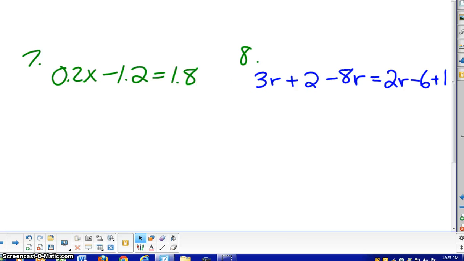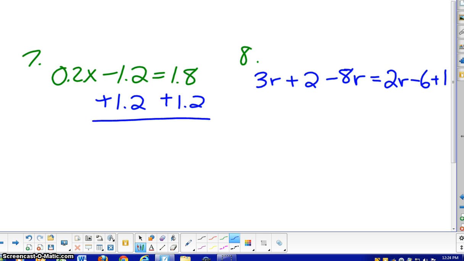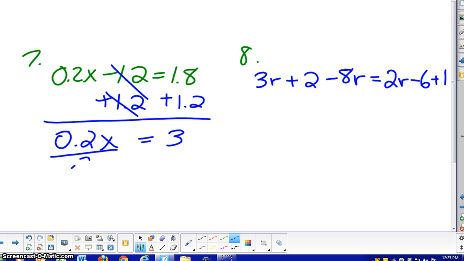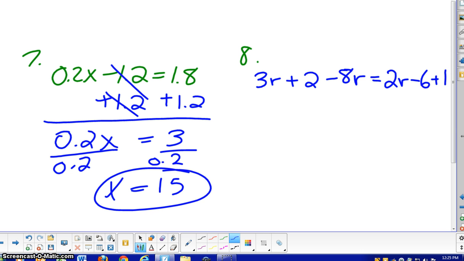For the last two, I want you to go ahead and try them both. Push pause, and I'll be showing you the answers. For the first one, when you're dealing with decimals, the operation's the same. You want to add or subtract first, and in this case, we'll have to do the opposite. So adding 1.2 will work. Bring down the 0.2x. Those cancel. And then you're left with 3 on this side. The last step is to divide by 0.2, and you get an answer of 15. You can always plug it back in to check your answer.